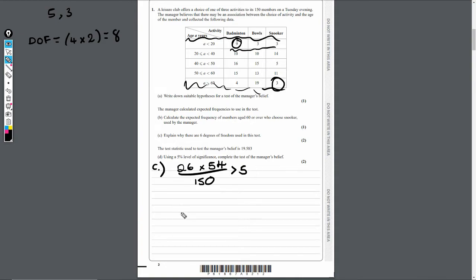If I check this one, that's going to be 15 times 36. Okay, because 36 is the total of the column, and 15 is the total of the row. So 15 times 36 divided by 150. Work this out, and what you get is 3.6. So that's where my 3.6 just came from. Now, because this is less than 5, we have to pool. So pooling required.